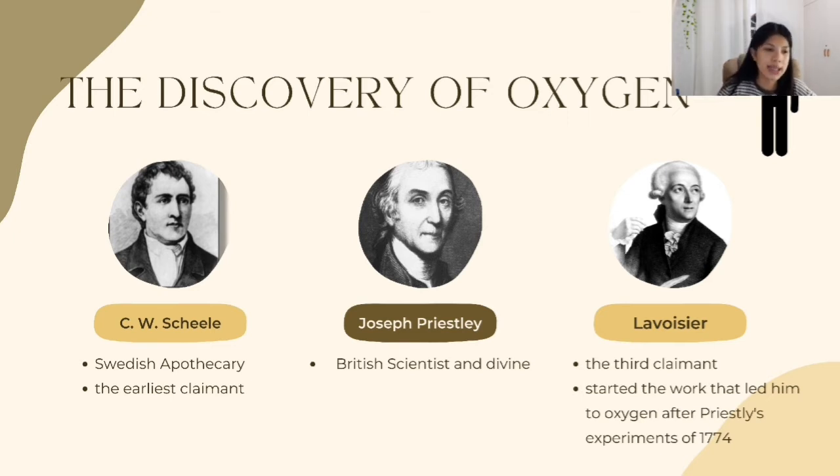So the third claimant was Lavoisier, who stated that the work that led him to oxygen came after Priestley's experiments of 1774, and possibly as the result of a hint from Priestley. Early in 1775, Lavoisier reported that the gas obtained by heating the red oxide of mercury was air itself, without alteration, except that it comes out more pure, more respirable. By 1777, Lavoisier had concluded that the gas was of a distinct kind, one of the two main constituents of the atmosphere, a conclusion that Priestley was never able to accept.